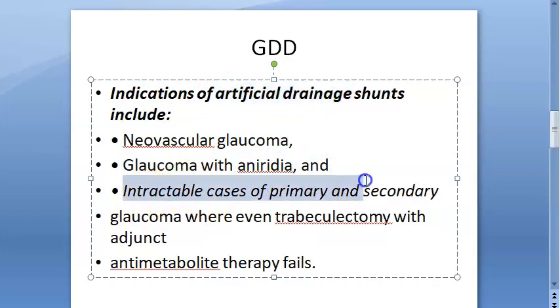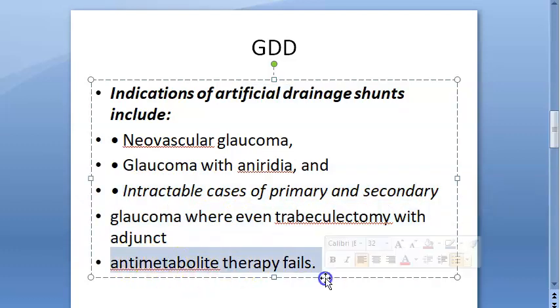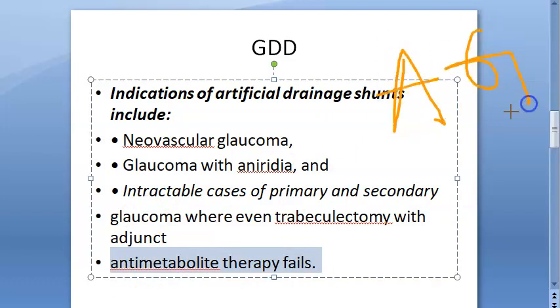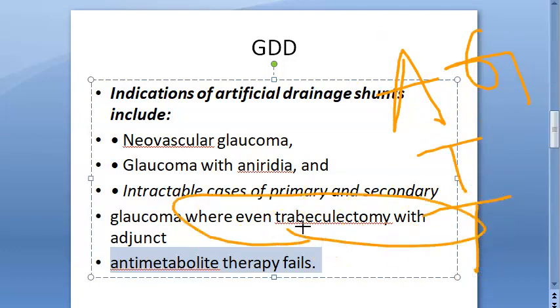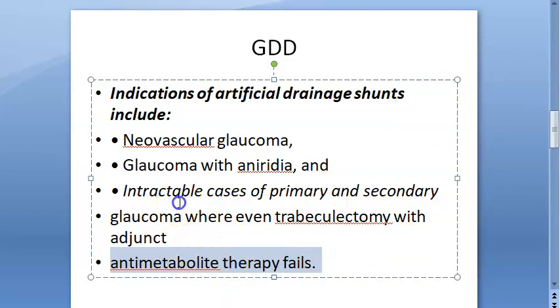Also in intractable cases of primary and secondary glaucoma, when even trabeculectomy with adjunct antimetabolite therapy fails. Normally they will give you anti-glaucoma drugs, beta blockers, latanoprost, etc. Then they can do trabeculotomy and trabeculectomy. Trabeculectomy means they will drain it to where? To the subconjunctival space, right? That's basically a filtration surgery. So if all these fail, only then they think about the glaucoma drainage device.